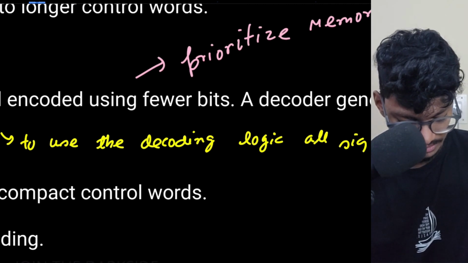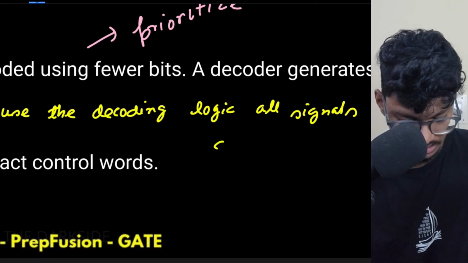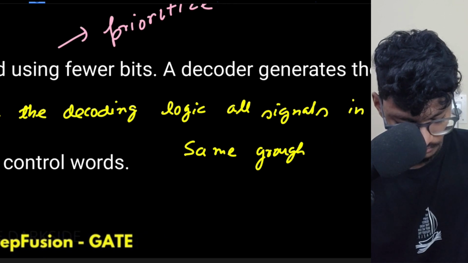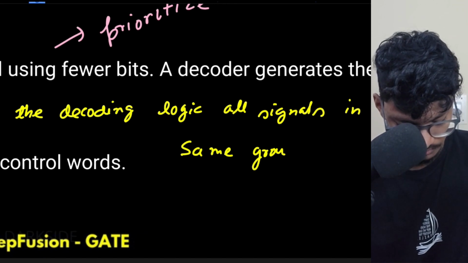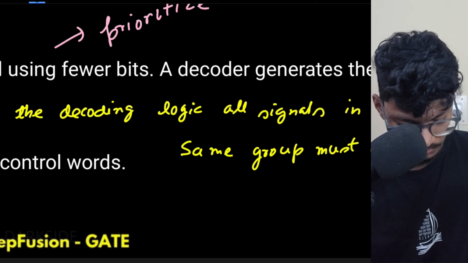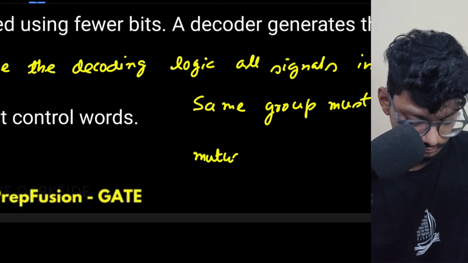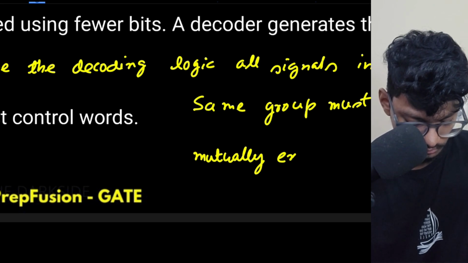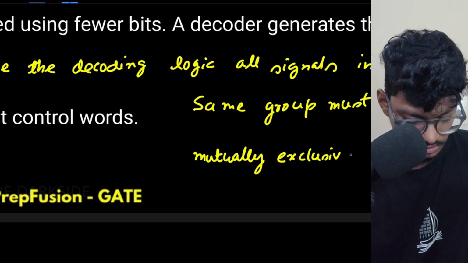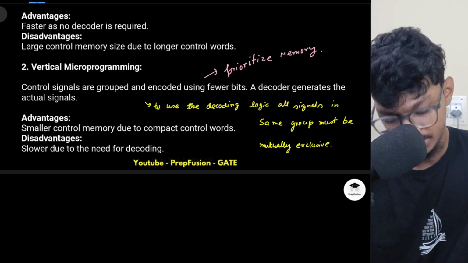all signals in the same group must be mutually exclusive. All the signals in the same group must be mutually exclusive. Okay, what do I mean by it?